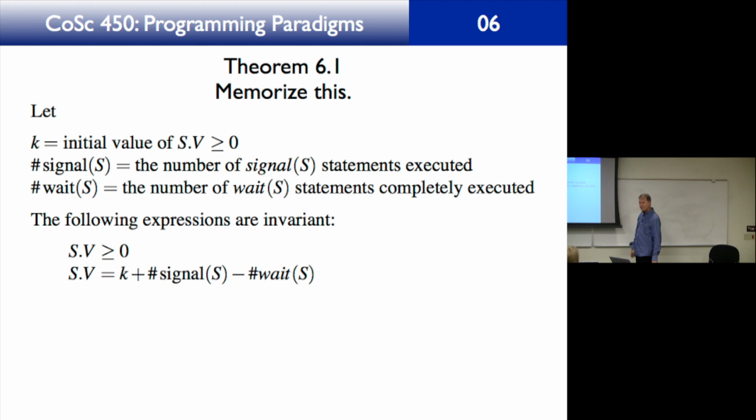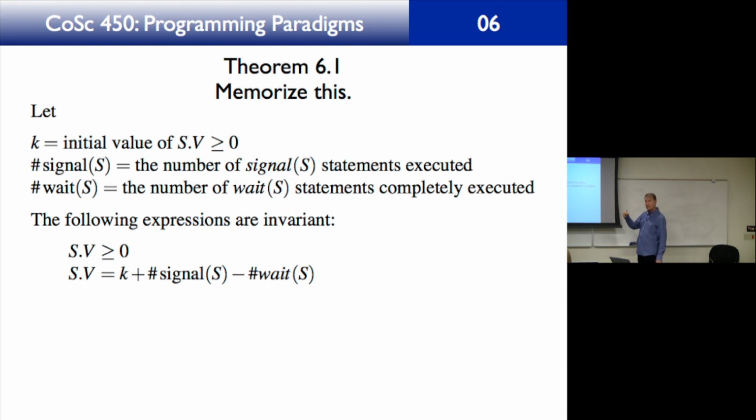Do you believe that? Why do you believe that S dot V is always greater than or equal to 0? Why is that? Remembering what wait and signal do? Why is that? Anybody want to argue why that is? Yeah. Well, the only way that you can subtract from it is if you knew that you had already added 1. And you can only subtract. Yeah, but why can't you keep, what subtracts from it, wait or signal? Wait subtracts from it. So why can't a bunch of waits happen and make it go negative?